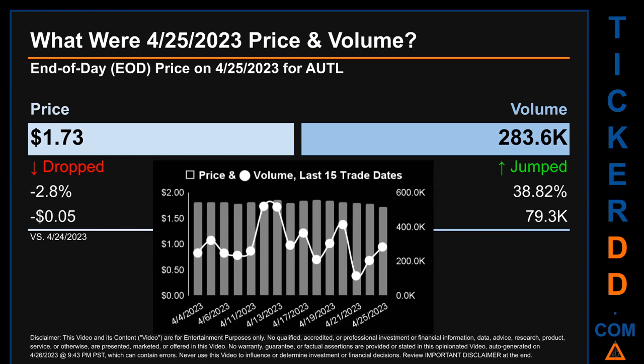The graph shows price and volume for the last 15 trade dates. Across a range of 13 cents, the max and minimum end of day price were respectively 1.86 and 1.73. Volume saw a range of 405.6 thousand, from a day low of 115.1 thousand to a day high of 520.7 thousand.